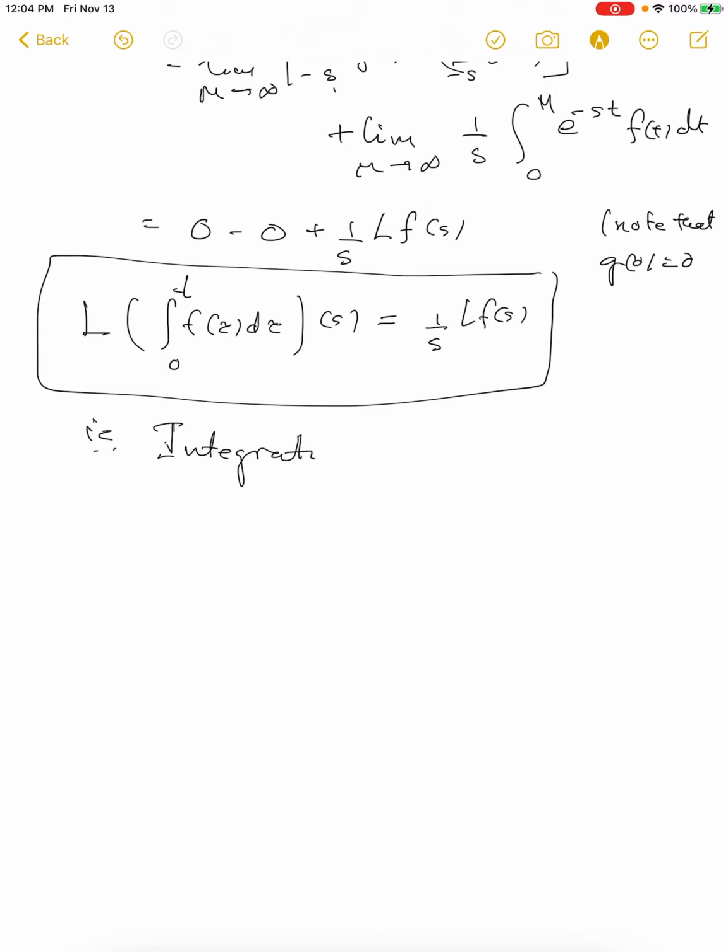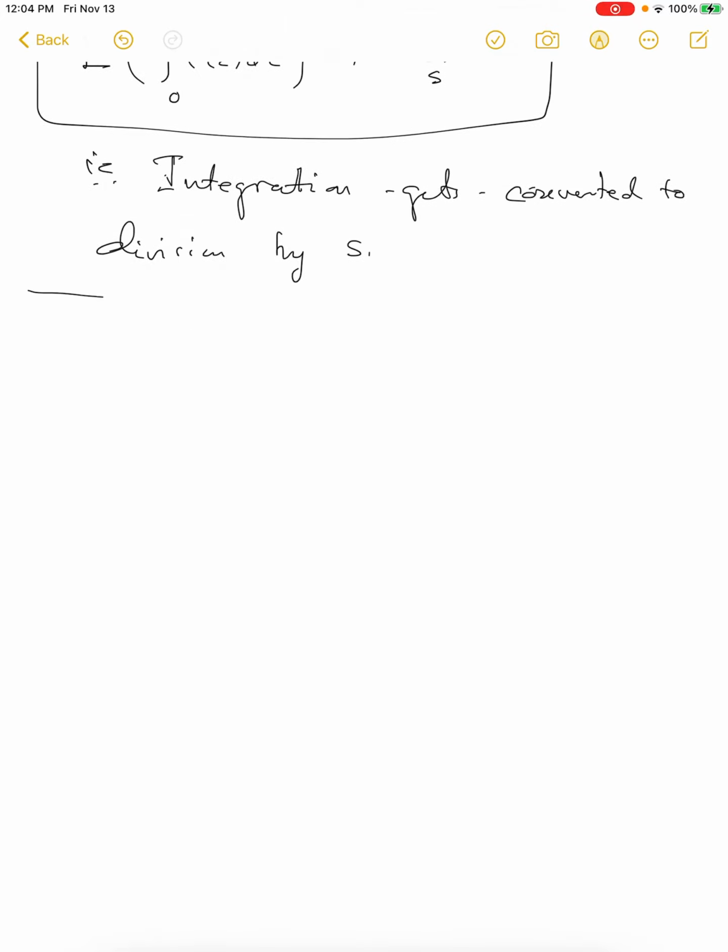Integration gets converted to division by s. So differentiation gets converted into multiplication by s and integration gets converted into division by s. Let me list all these properties and then I will tell you how to use the formula for finding the Laplace transform of the integral to figure out inverse transforms of the function. The formula for the derivative will not be useful for finding the inverse transforms.